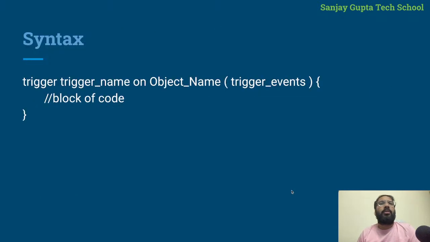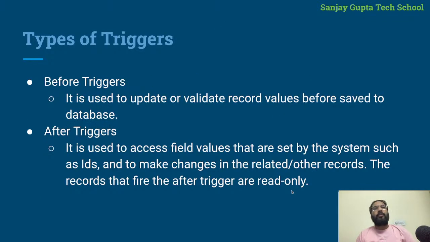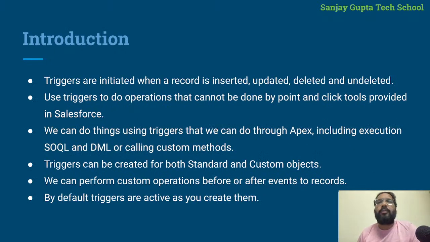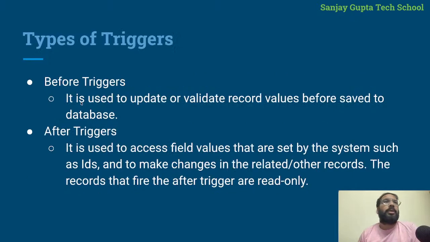Okay, now moving forward, we have two types of triggers. One is before and one is after. If I go back, I already told you we have two types of events, before and after. So you can say a before trigger is used to update or validate record values before they are saved to the database. For example, if you are creating any record, and before saving that record into the database you want to make some changes to that record with the help of code, you will execute that process with the help of a before trigger.